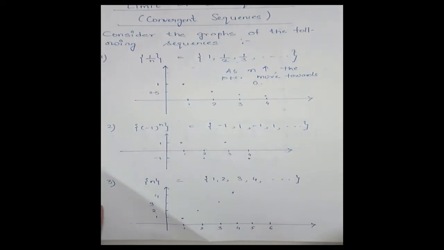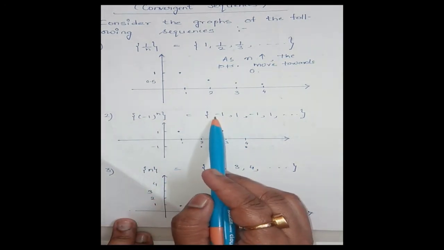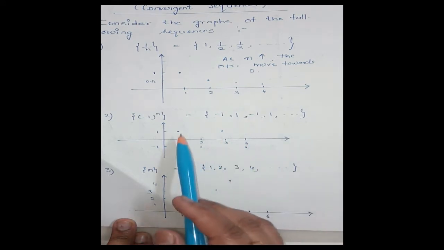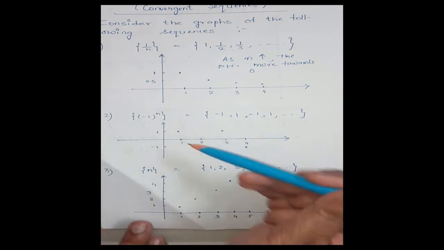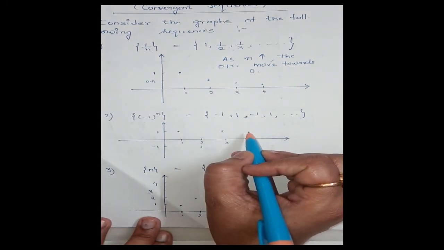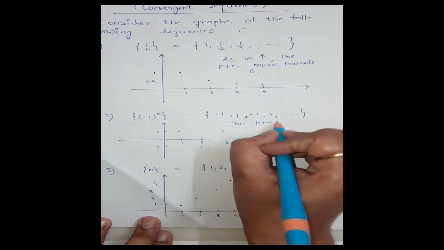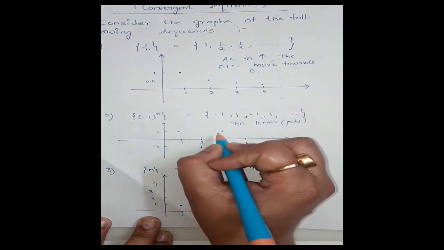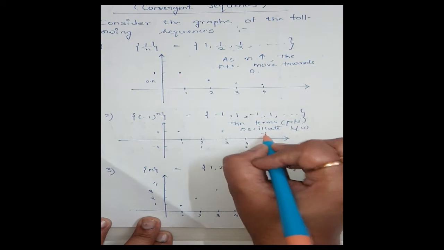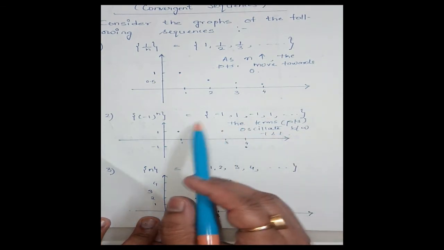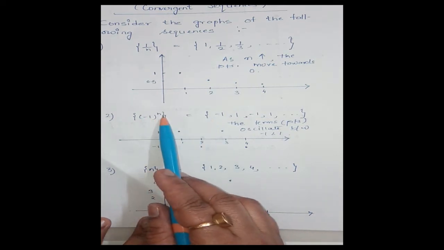In the same way, consider the graph of the sequence (-1)^n. The terms are -1, 1, -1, 1. On plotting, the graph is like this. The points oscillate between 1 and -1. This is the graph of the sequence (-1)^n.